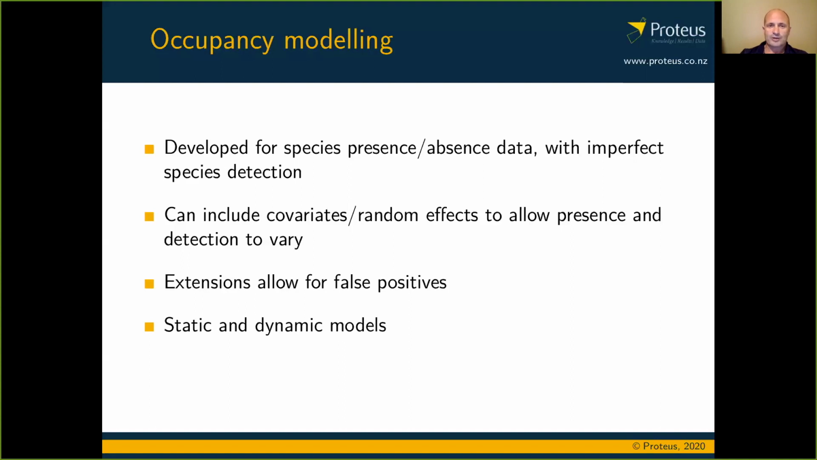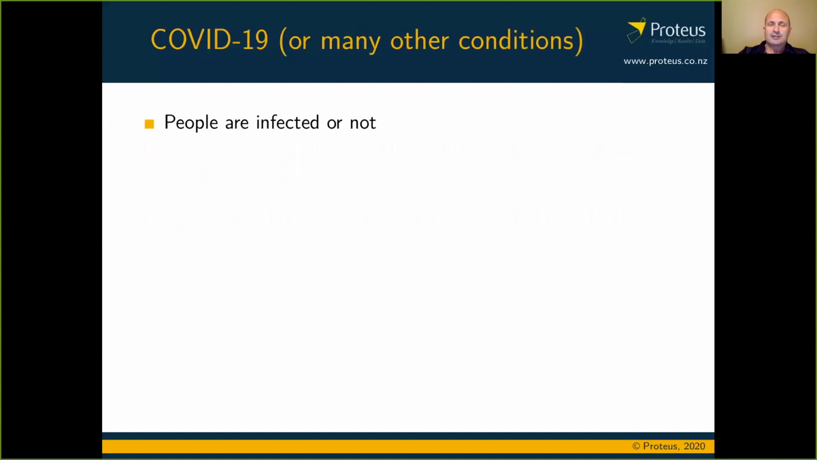So that's kind of a real quick introduction to occupancy modelling. And I just want to draw the parallels that we have with situations like COVID-19. There are many other conditions as well that this could be applicable for. So the basic idea is that, again, it's a presence-absence type situation. People are either infected by COVID-19 or they're not. So we have this presence-absence situation.